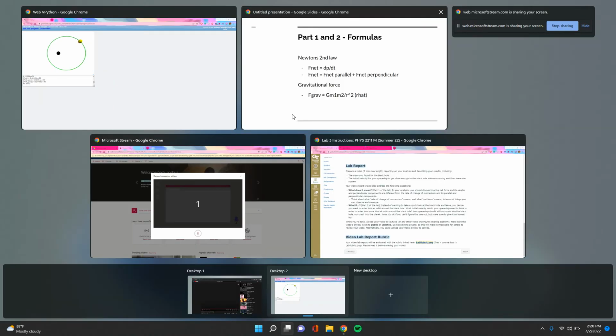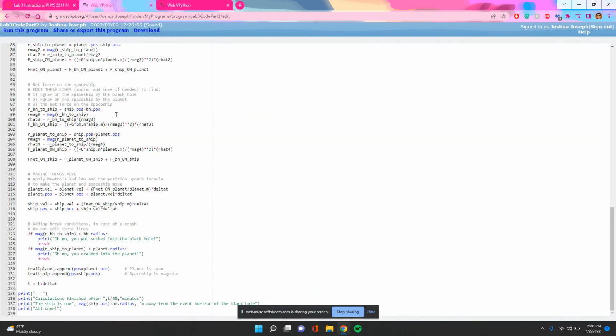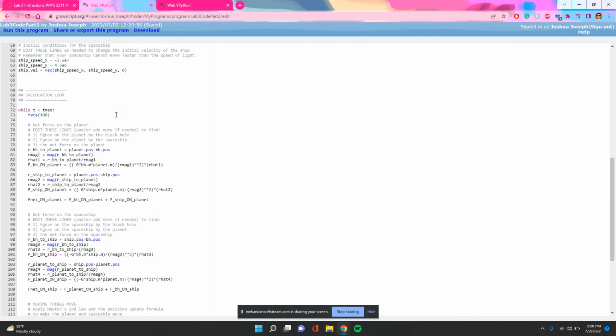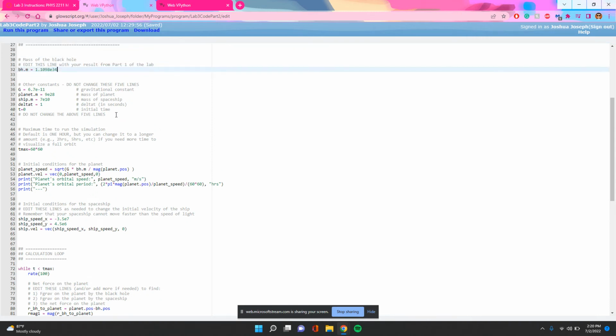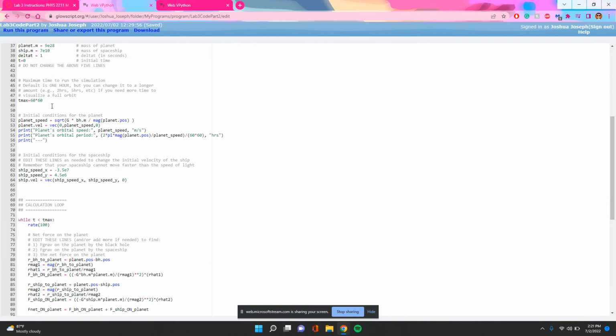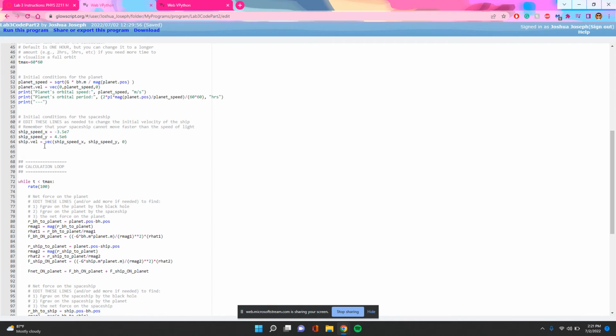Now let's look at part two of the situation. In part two, we're trying to determine the velocity of the ship just in order to escape the system by passing through the black hole. And in here, we're using the mass of the black hole that we determined from part one. Here are the constants that were given. And for the ship's speed in the x and y direction, we did trial and error to determine those speeds.